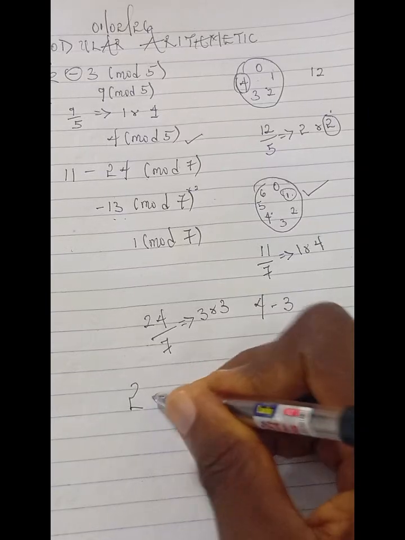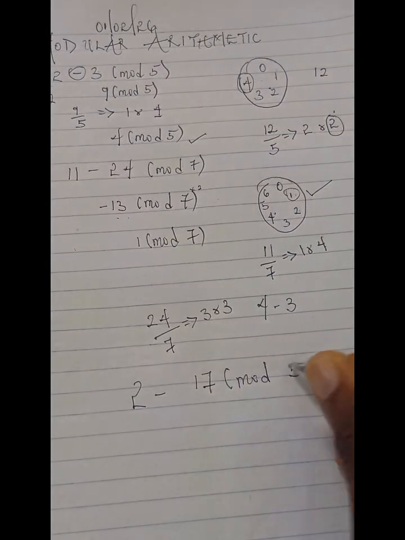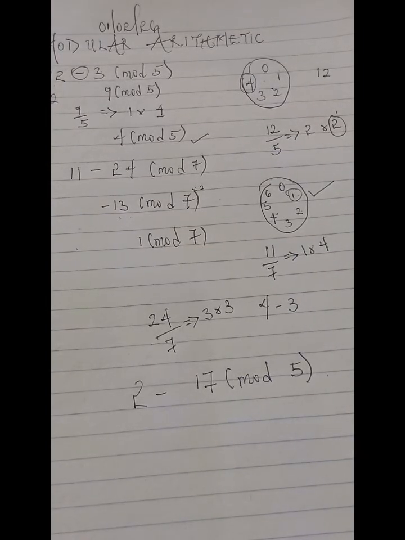However, I need you to try this: 2 minus 17 mod 5. So it's a matter of choice. You use any method you want to use. The most important thing is arriving at the answer.